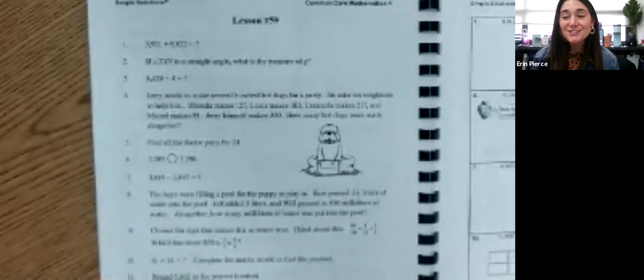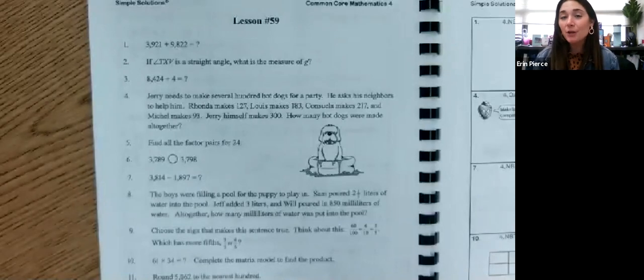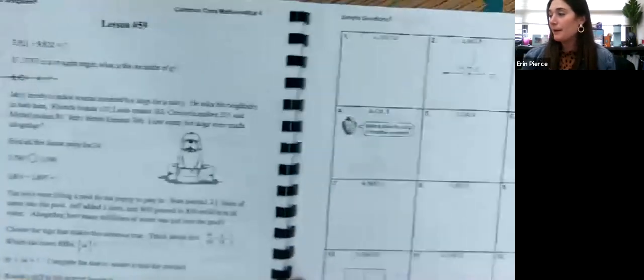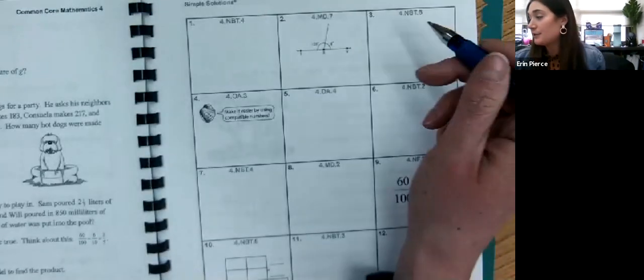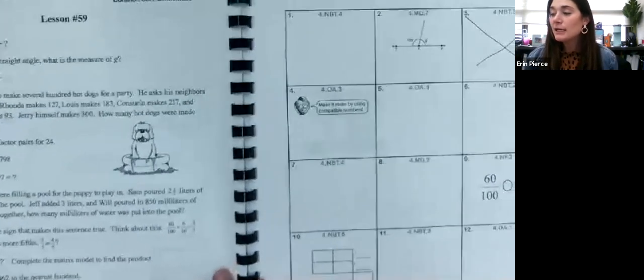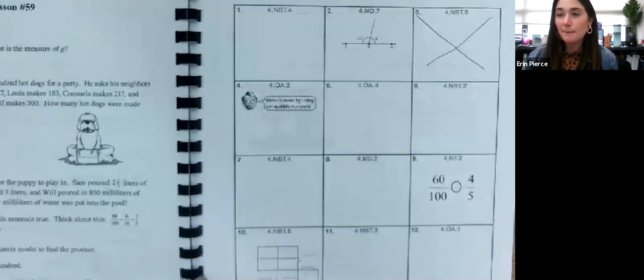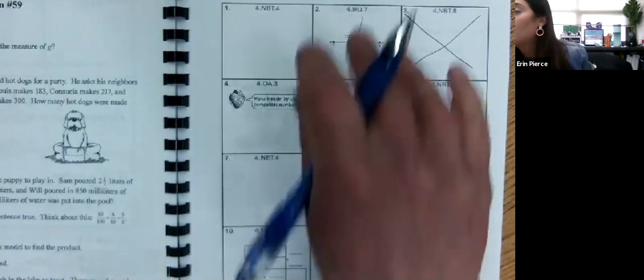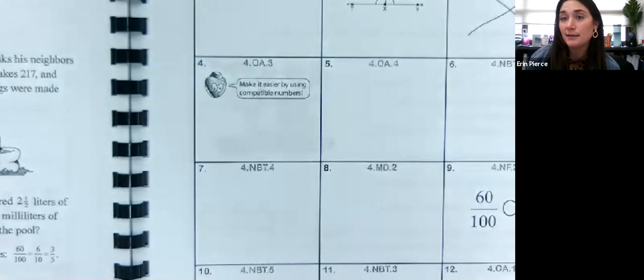Okay, guys, to start off math today, I'm going to go over some of the questions on simple solutions that might give you some difficulty. Now, number 3 on lesson 59, you're going to skip it. All right. And let's look at some of the ones that I think might give you some difficulty. I'm going to work through some of the problems, and then on some of them, I'm going to just give you hints.